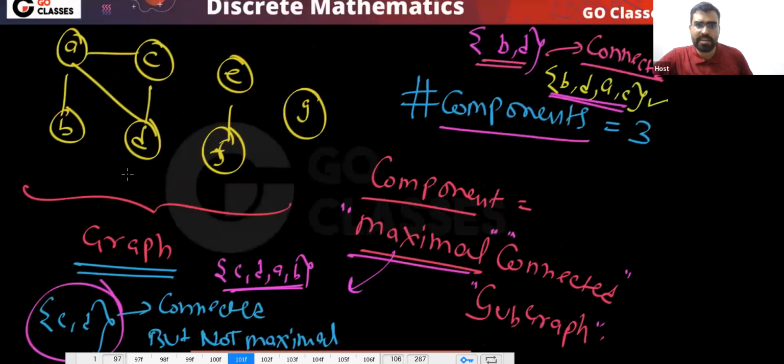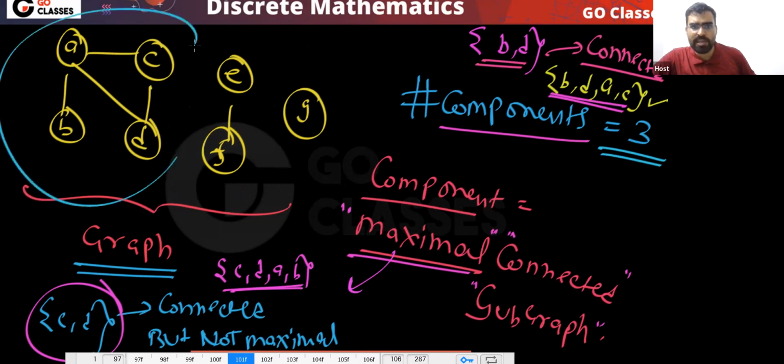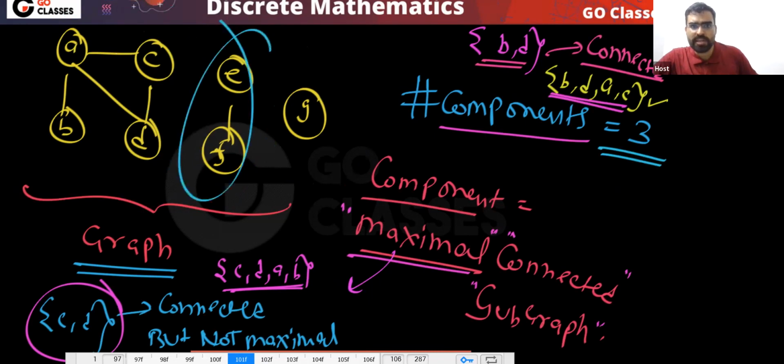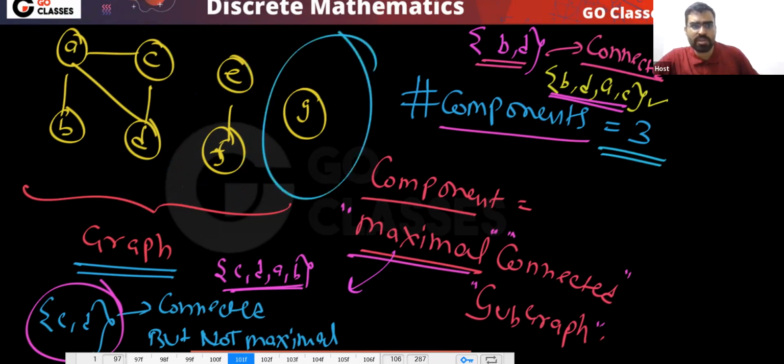So this is the same idea. Here, this is a component. Here, this is a component. Here, this is a component. So the number of components is 3. Is this clear now? The number of components is 3, because a component means just select the maximal you can select, but it should be connected.